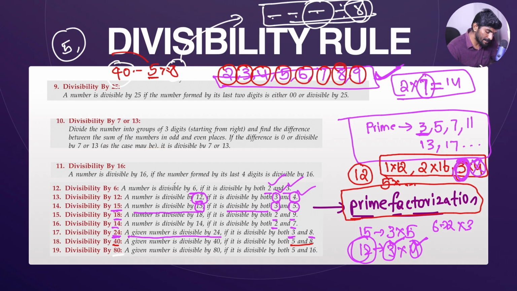If the number is divisible by 5 and 16, the given number is divisible by 80. You know 16 and you know 5. What about 16? Last 4 digits. What is 5? Last single digit. Like this, you can use these divisibility rules to check whether the number is divisible by the given number or not. Okay.